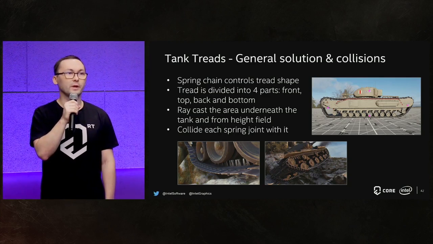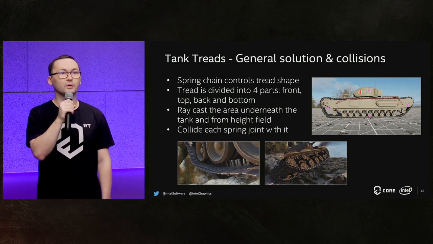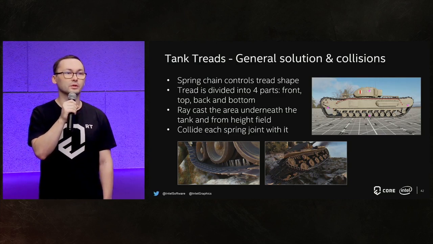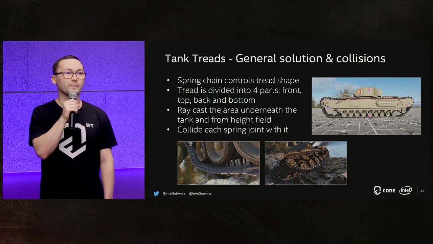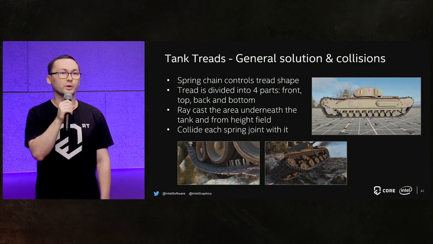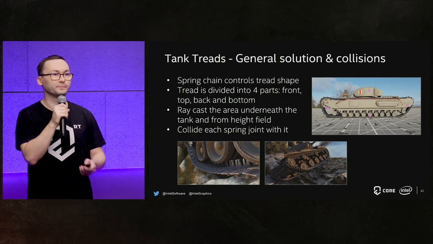So at the collision phase, we do the following. We calculate a one-dimensional height field underneath each thread by doing several collision tests with the environment. Then we test each spring joint against it. And collisions with the wheels are just a point against the disc. And the result is stable enough.